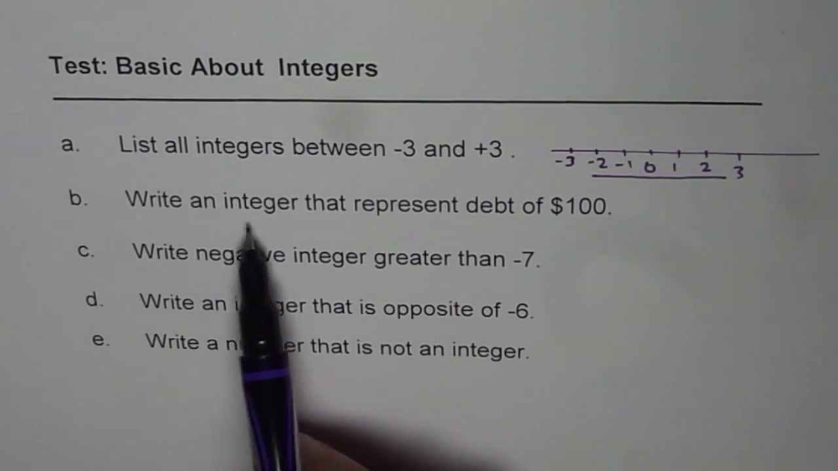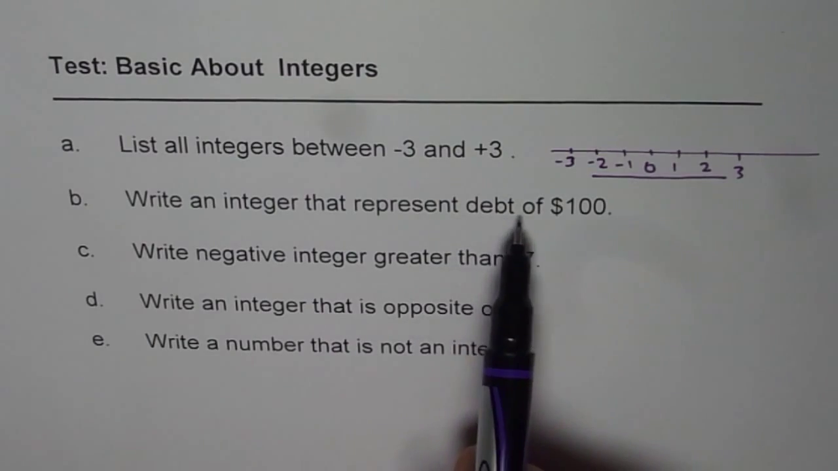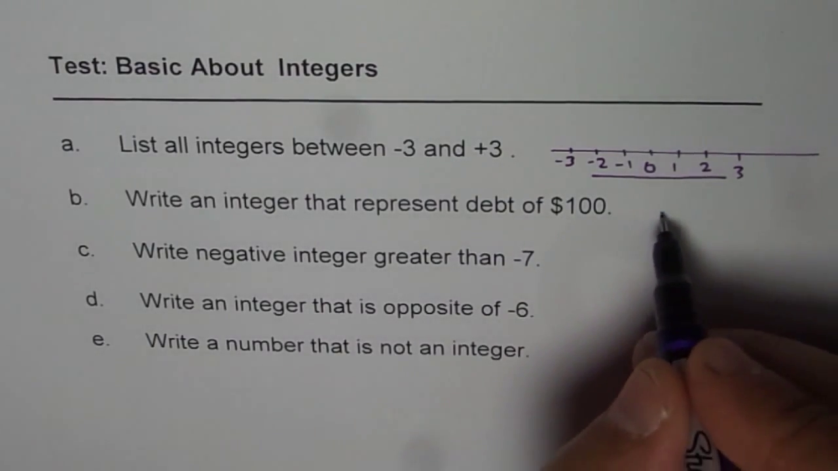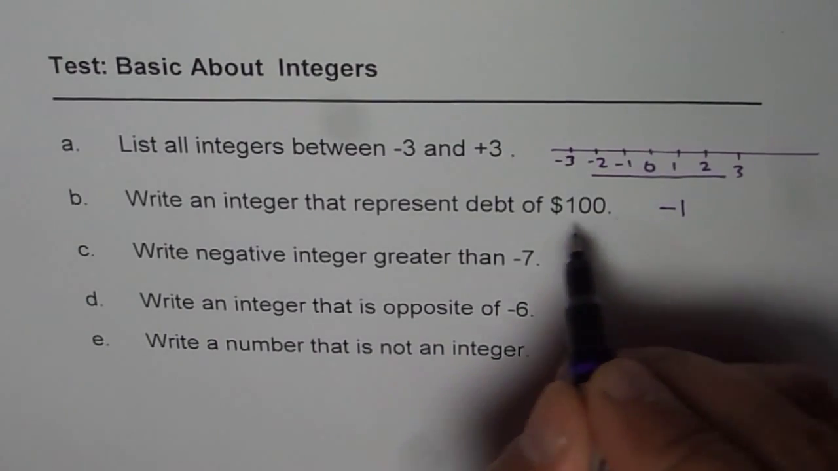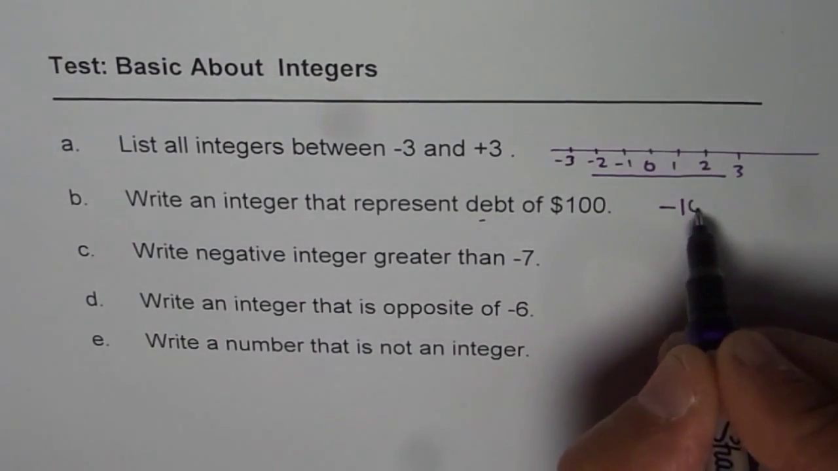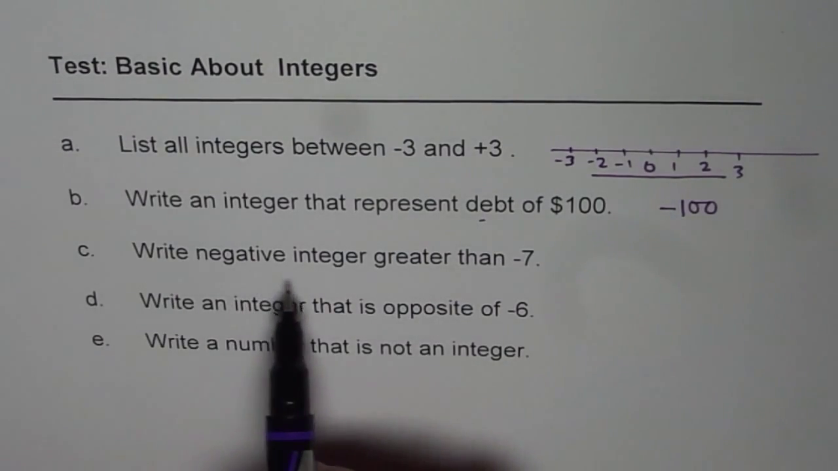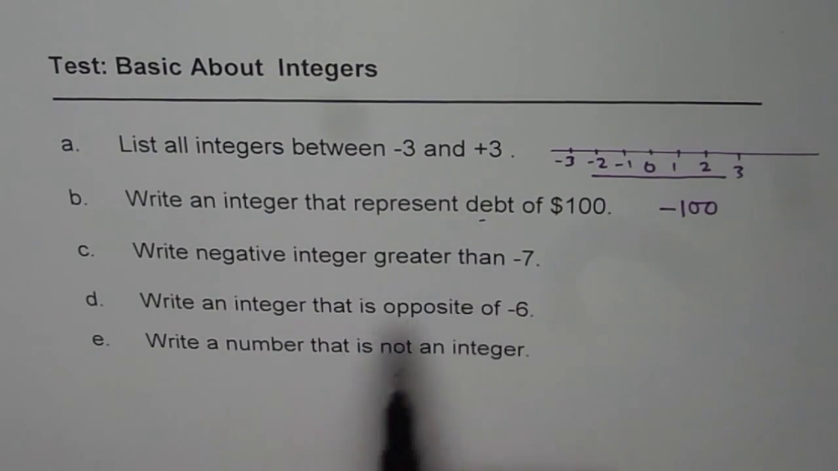B is, write an integer that represents depth of $100. Depth means minus, right? You owe someone, right? When you owe someone, it's minus for depth, and 100 is the value. So -100.